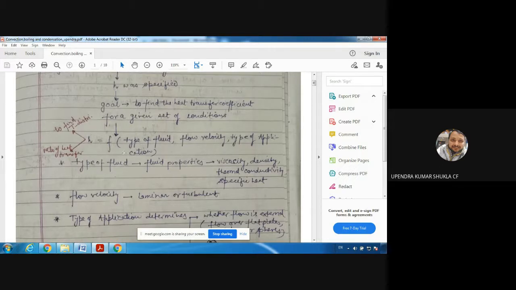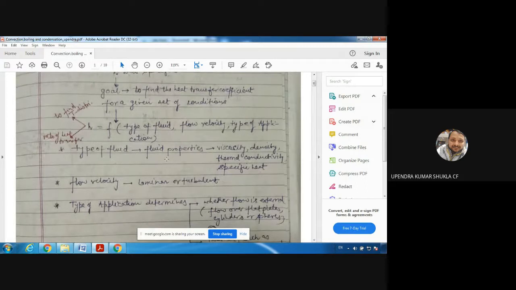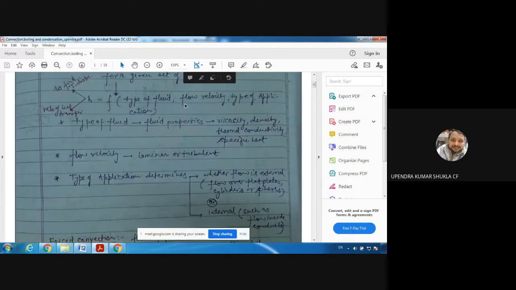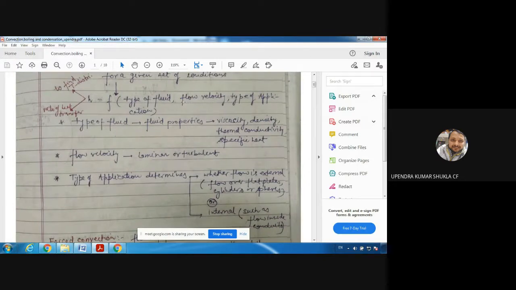As far as the type of fluid is concerned, this means the fluid properties, like viscosity and density, which are fluid mechanics related properties, and thermal conductivity and specific heat, which are heat transfer related properties. Now, as far as the flow velocity is concerned, whether you are able to see my cursor moving, flow velocity means either it is laminar or turbulent.